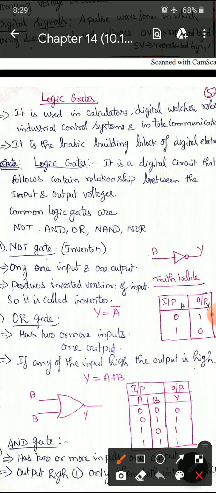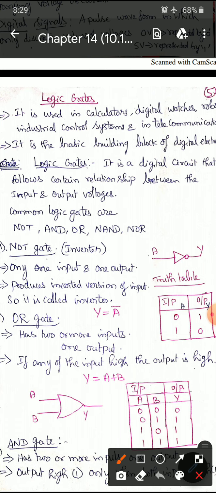This is called the truth table. In this truth table, this is the input and this is the output. If you give 0 as input, the output will be 1; it is inverted. If you give the input as 1, the output will be 0. So it gives the inversion of the input, so it is called an inverter. The formula is Y = A dash (A complement). This is about the NOT gate.